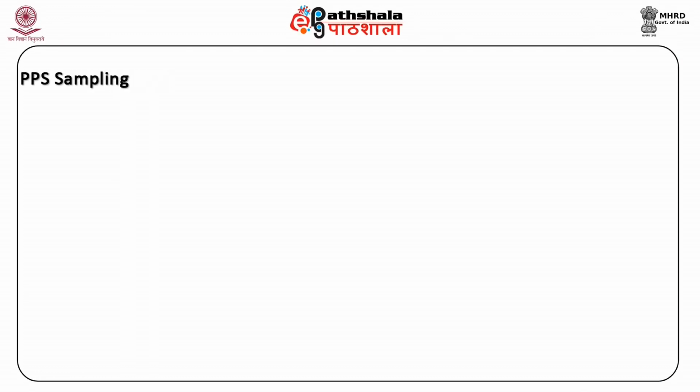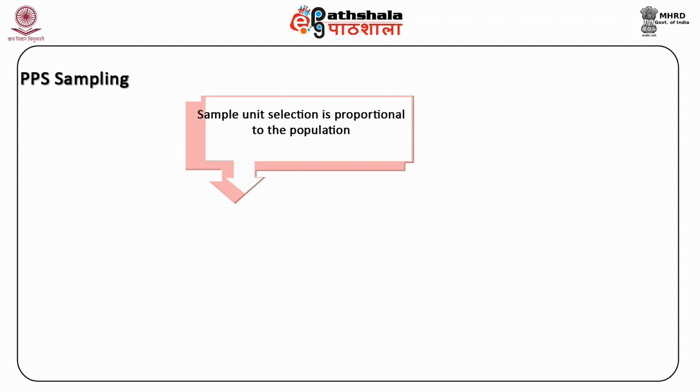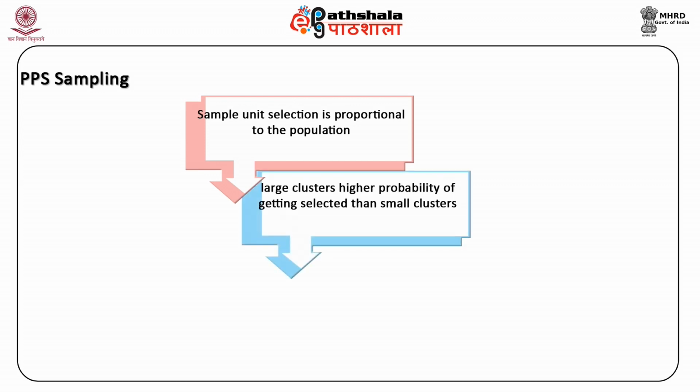Probability proportional to size, that is PPS sampling, is a kind of cluster sampling in which the probability that a sampling unit gets selected in the sample depends on the size of the population of the sampling unit, giving large clusters, that is those having larger population, a higher probability of getting selected than smaller clusters. It is useful when the sampling units vary considerably in size because it assures that those in larger sites have the same probability of getting into the sample as those in smaller sites and vice versa.